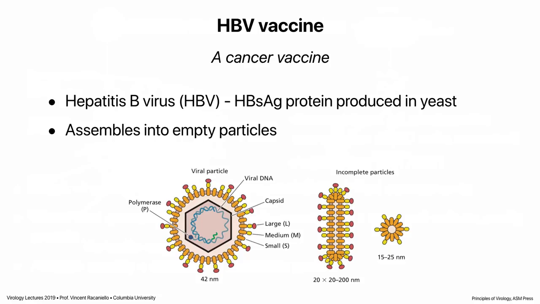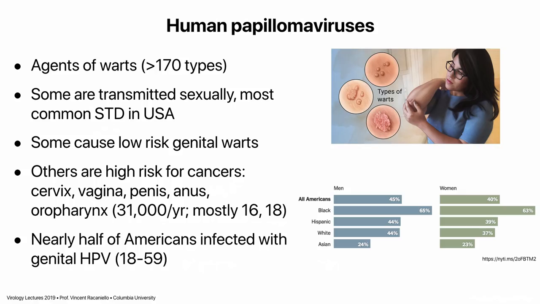And then papillomaviruses, of course, we have wonderful vaccines against these. Papillomaviruses cause warts. There are over 170 different kinds of papillomaviruses that cause warts. You can get warts all over your body, as you know. Some of them are transmitted sexually, these viruses that cause warts. It's the most common sexually transmitted disease in the U.S. If you look at the numbers, these are numbers taken from a recent New York Times article from a survey. Half of Americans are infected with these sexually transmitted HPVs between the ages of 18 and 59.